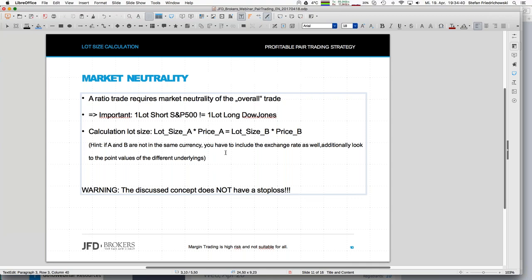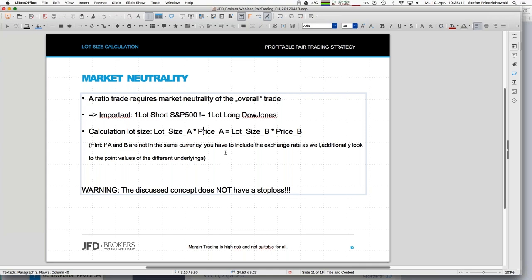That's funny. And I see already that you laugh as well. So that's the reason. So lot size of symbol A times price of symbol A should be equal to lot size symbol B times price symbol B. Okay, now we have it. That's quite funny.